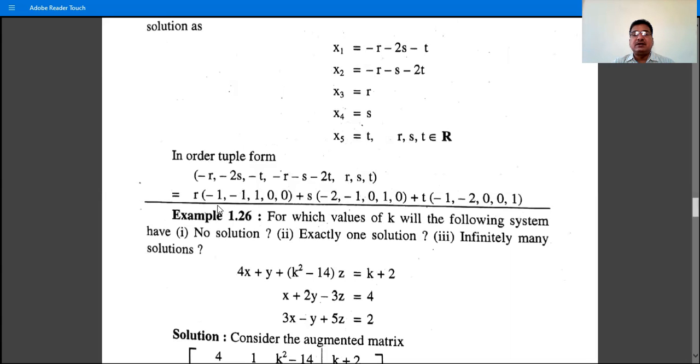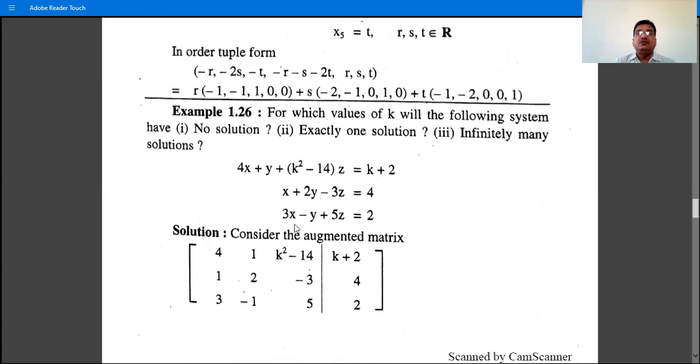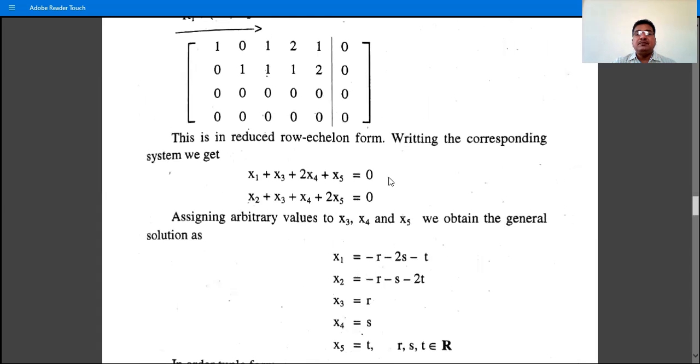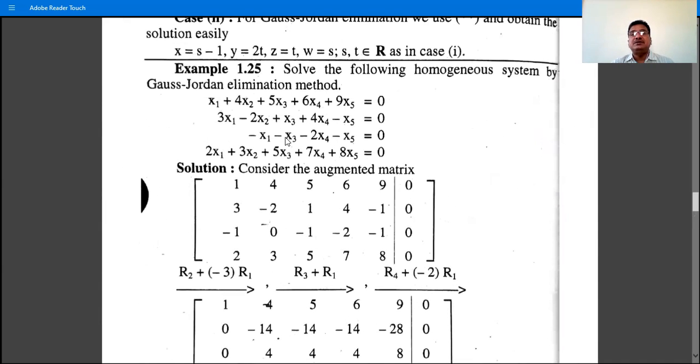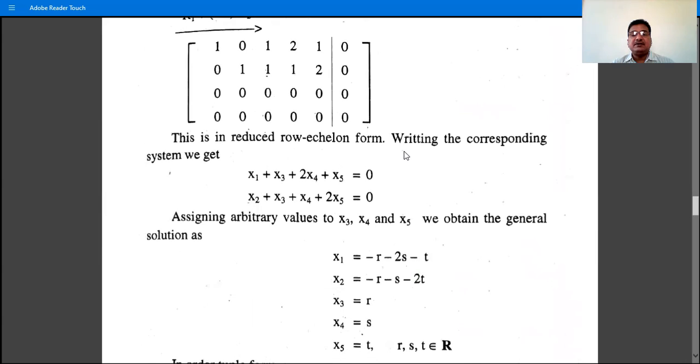So this is the general solution of the given homogeneous system. And if you observe here, the number of equations is 2 and the number of unknowns is 5. The rank of A is 2 and the rank of the augmented matrix is 2, and it is strictly less than the number of variables, and therefore the system has infinitely many solutions.